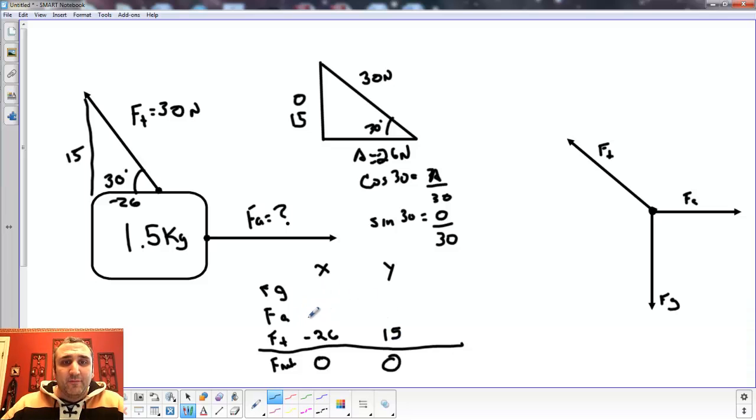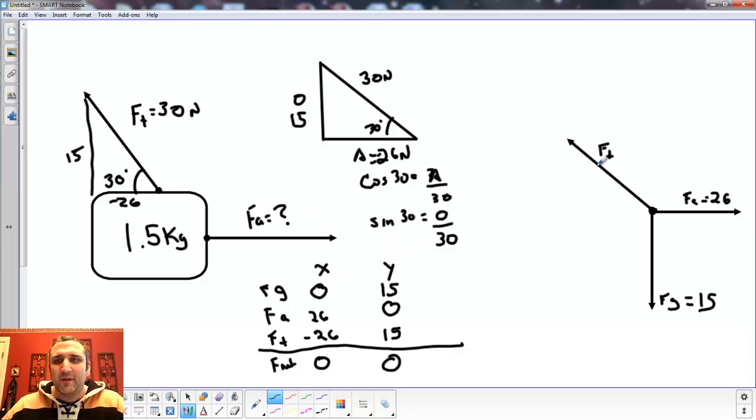And that means that our applied force, because we know gravity is going to be 0 in the x, and our applied force is going straight across, so the y is going to be 0 on the applied. We know that the applied force, what minus 26 equals 0? 26. So the applied force must be 26. The y, well, what plus 15 equals 0? The gravity has to be 15, which is why this has to be 1.5, because if it's 15 newtons going down, 15 divided by 10 is 1.5, not 2.